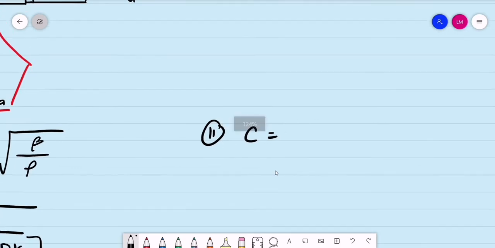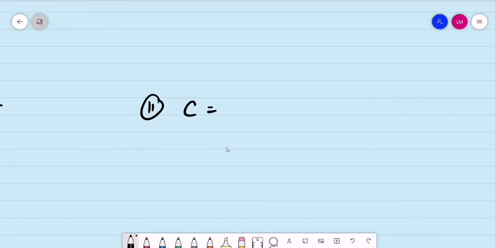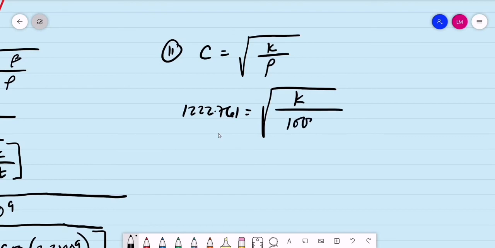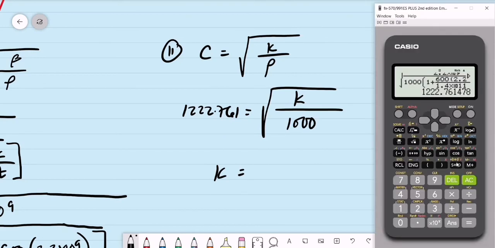Ano yung magiging equivalent composite bulk modulus of elasticity? So, this is the square root of, we have yung K divided by the density. So, gamitin natin yung nakuha natin na value ng C sa number 10. Yun yung 1,222.761 is equal to the square root of K. Ito na yung K na to, ito na yung composite bulk modulus divided by the density of water na 1,000. So this is now the composite bulk modulus of the water and the pipe.